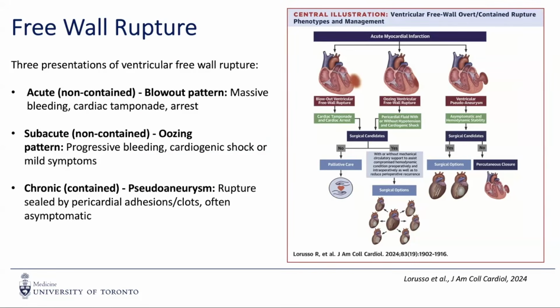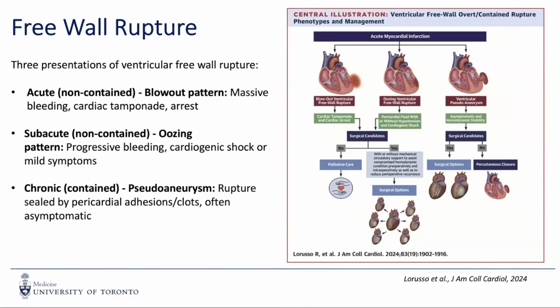The classic teaching is that with free wall rupture, you have three main presentations. One is the acute non-contained blowout pattern, where you literally have the pericardium, basically the myocardium being blown out, causing massive bleeding, cardiac tamponade, and arrest. This is one of those things that you're more likely to catch on autopsy as opposed to echo, because the patients get very sick very quickly. You're often not able to catch them in time to do an echo on them.